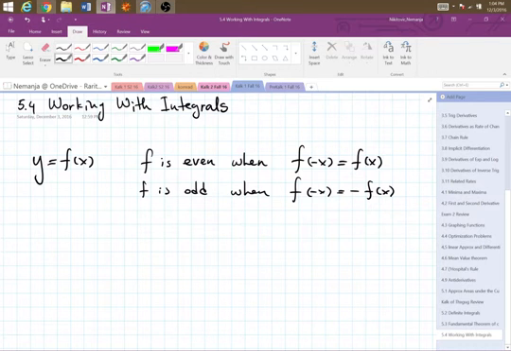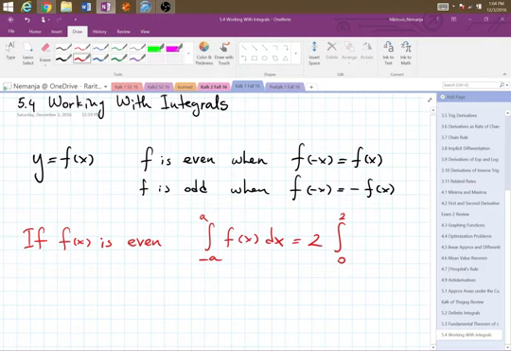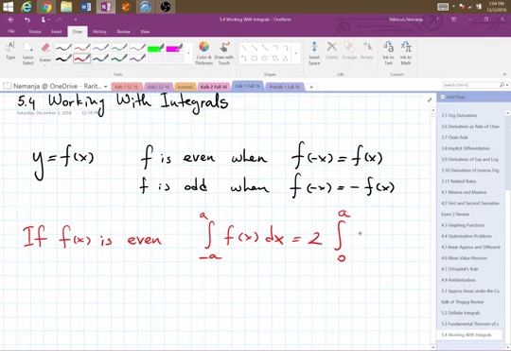So now here are the two calculus formulas for definite integrals that involve these. The first one says if f of x is even, which means symmetric on the y-axis, then the integral from negative a to a of f of x dx is two times the integral from 0 to a of f of x dx.